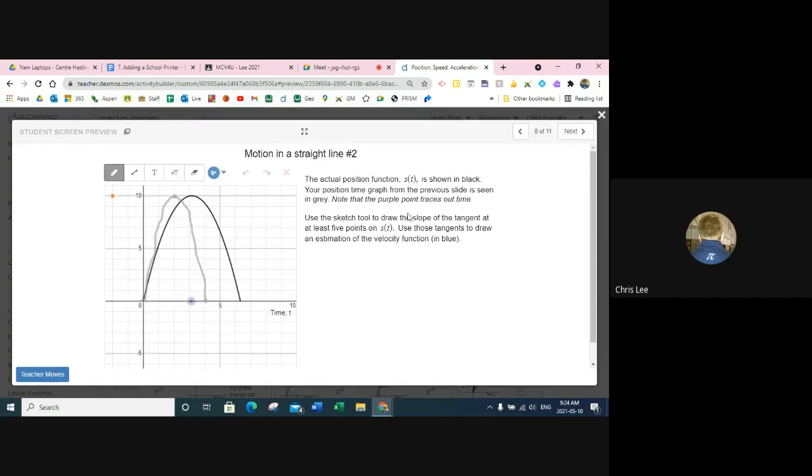If we wanted to figure out the slopes of the tangent at least 5 spots, use the tangents to draw the estimate of the velocity function. So the velocity function would be straight, right? If this is the distance, it's a parabola. The derivative of a parabola is a straight line. So if I was measuring the distances, I would see these would be, or the tangents. Sorry, let's get this bigger. So there's a tangent. Pretty steep and positive, less steep, 0. Now it goes negative and getting steeper.